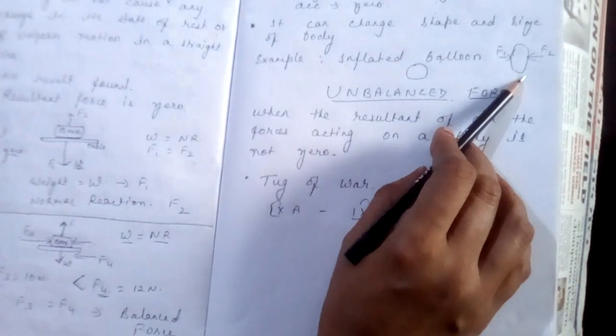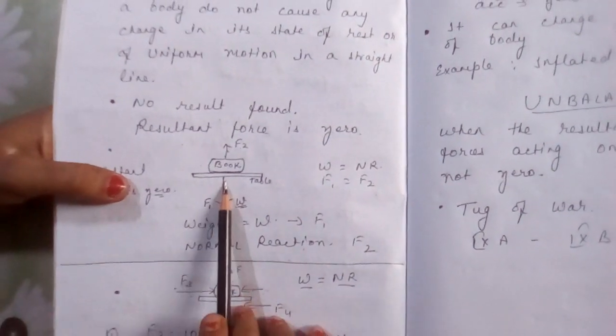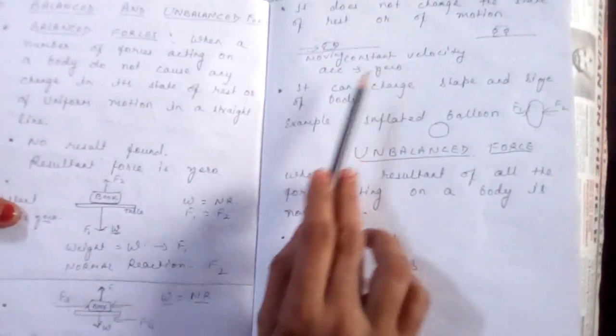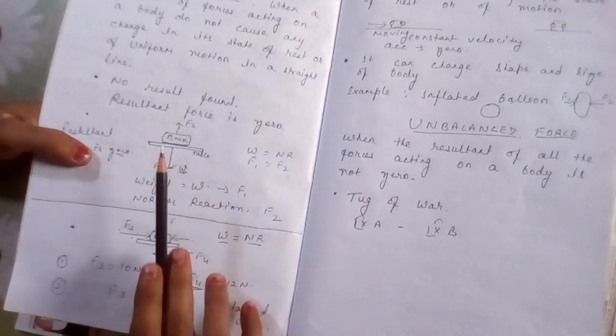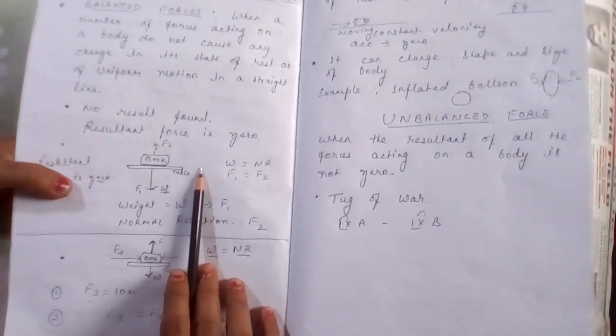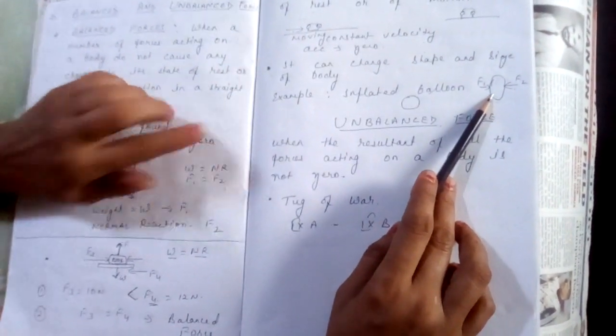So what does balanced force do? It keeps the moving object moving with constant velocity, 0 acceleration. If the body is at rest, it will remain at rest, it will not move, and it can change the shape and size of an object.